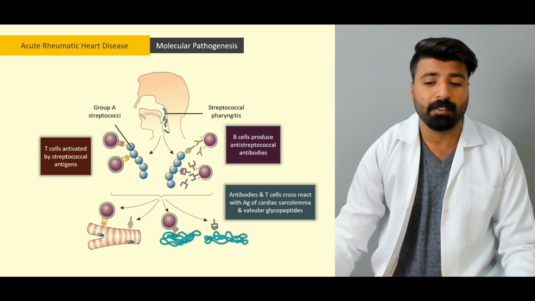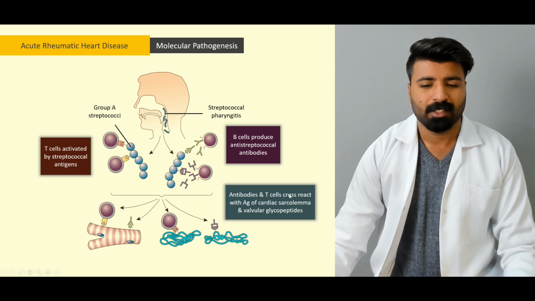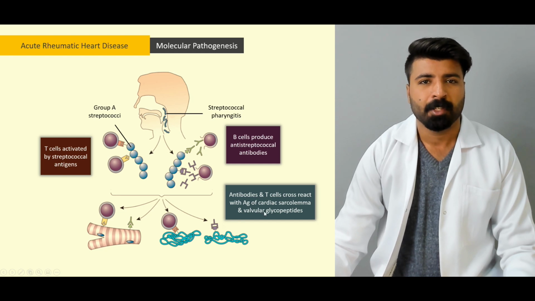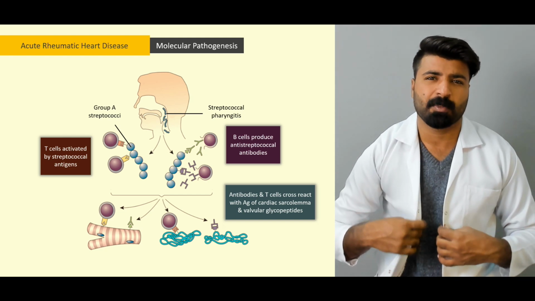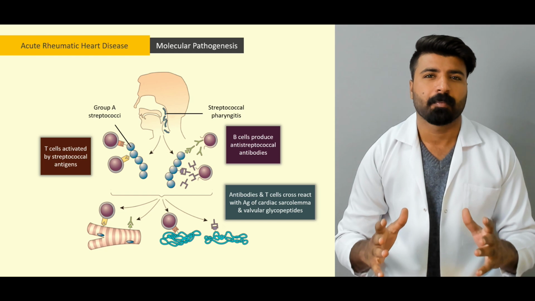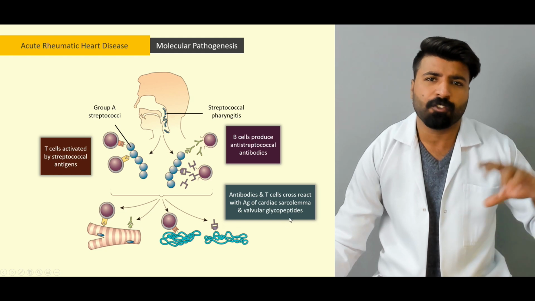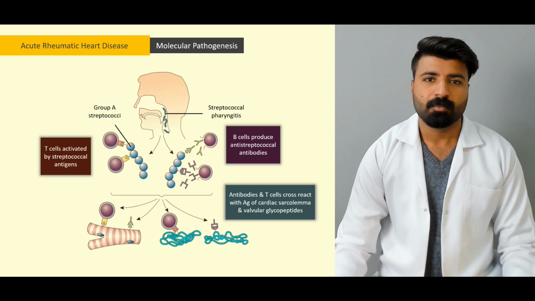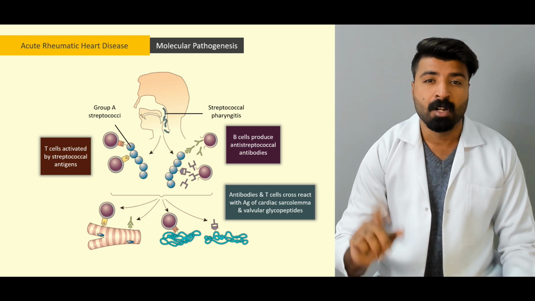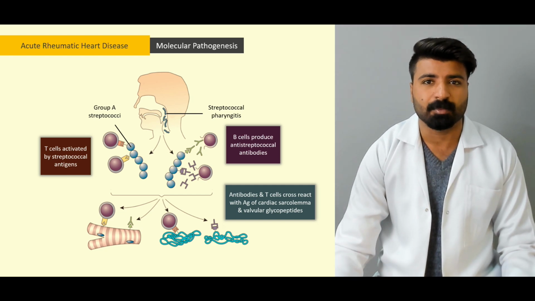Now, in 2 to 3 weeks, what happens is that those antibodies which were produced and T cells, they cross-react with antigen of cardiac sarcolemma and valvular glycopeptides. Now, antibodies and cytotoxic T cells, their formation has been affected. Now their code has been affected. Now they are identifying cardiac sarcolemma and valvular glycopeptide as foreign material. And they are trying to attack these structures, structures they were supposed to protect. Now they're trying to invade. They're trying to attack these systems.